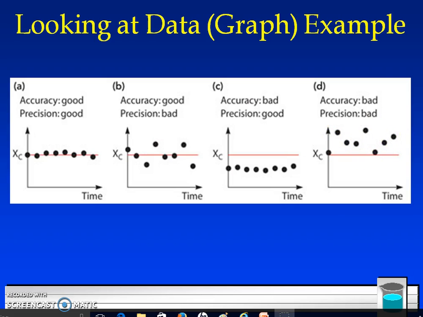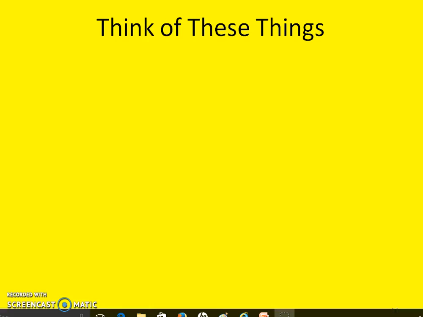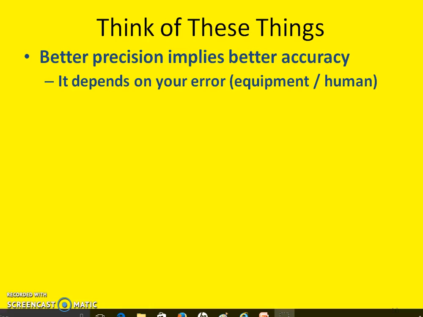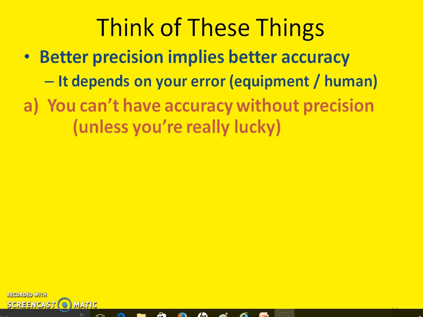So again, depending on the data and depending on how many times you try to hit the target is going to depend on accuracy versus precision. So think of these things. Better precision implies better accuracy. So it's going to depend on the error. Is it equipment error, human error, those kinds of things. You cannot have accuracy without precision.